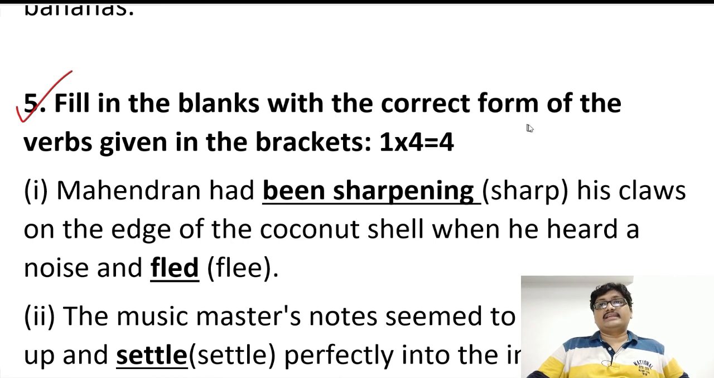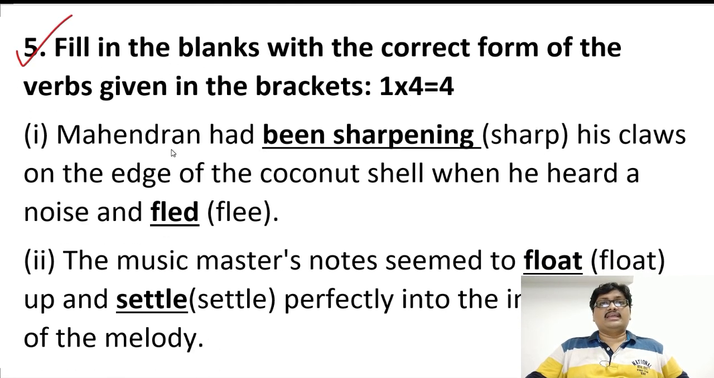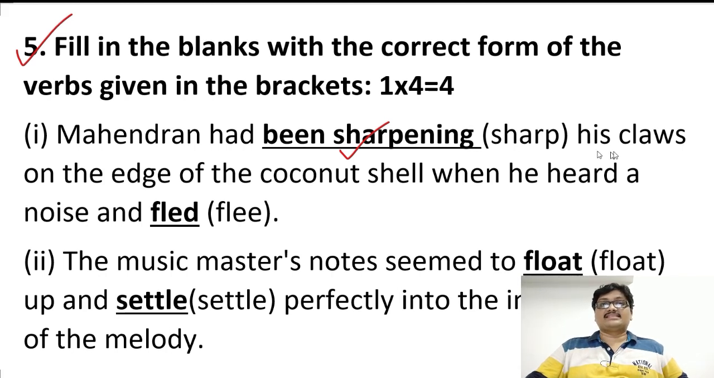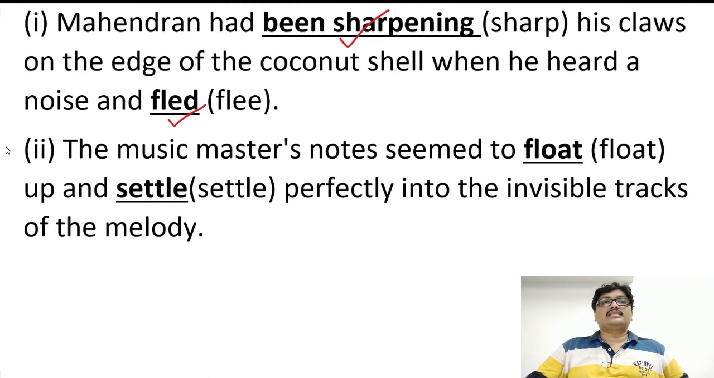Fill in the blanks with the correct form of the verbs given in the brackets, 1 into 4. Okay, so the first question is: Mahendran had dash sharp his claws on the edge of the coconut shell when he heard a noise and dash, flee in the bracket. So the answer will be had been sharpening. The first answer is been sharpening and the second answer is fled. So, Mahendran had been sharpening his claws on the edge of the coconut shell when he heard a noise and fled.